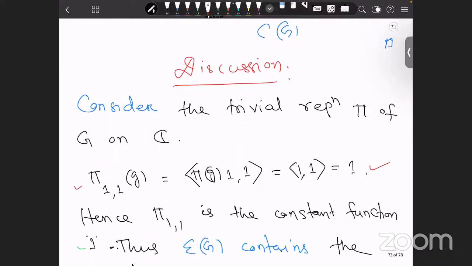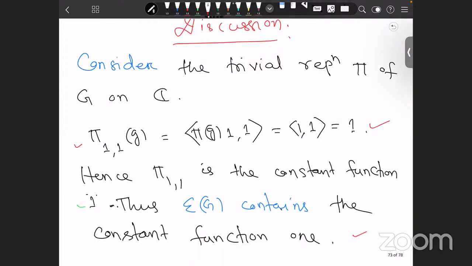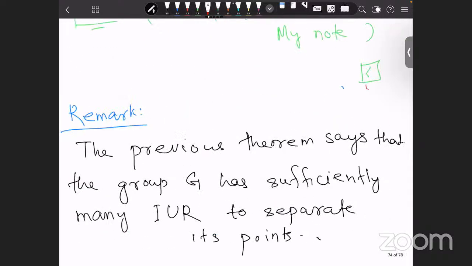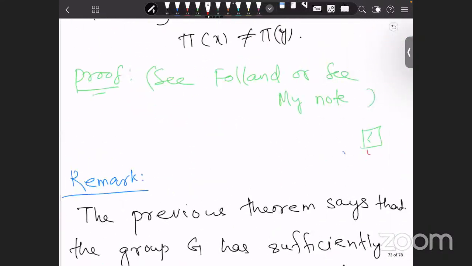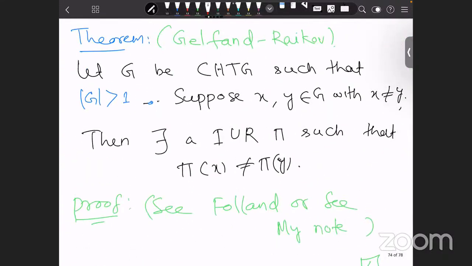Now I want to show that E(G) contains the constant function 1. For that, consider the trivial representation π of G on C. If you look at π_{1,1}(g), it is nothing but the inner product ⟨π(g)1, 1⟩, which is the inner product between 1 and 1, so it is 1. So π_{1,1} is the constant function 1, thus E(G) contains the constant function 1. This is clear. Now I want to show that E(G) separates points.